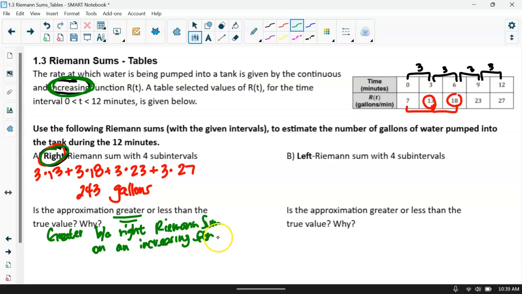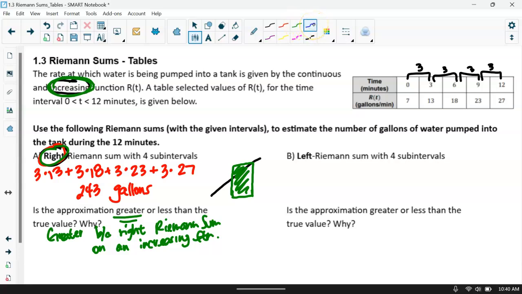And again, if you need that visual as a reminder, if I were to do a quick sketch, I've got an increasing function. And if I were to use the right sum, so here to here, let's say, is my interval. If I use the right sum theorem on an increasing function, notice with that visual that this represents greater than. So now let's go ahead and do the left side. How about you set it up, and let's see what you get for the left Riemann sum.